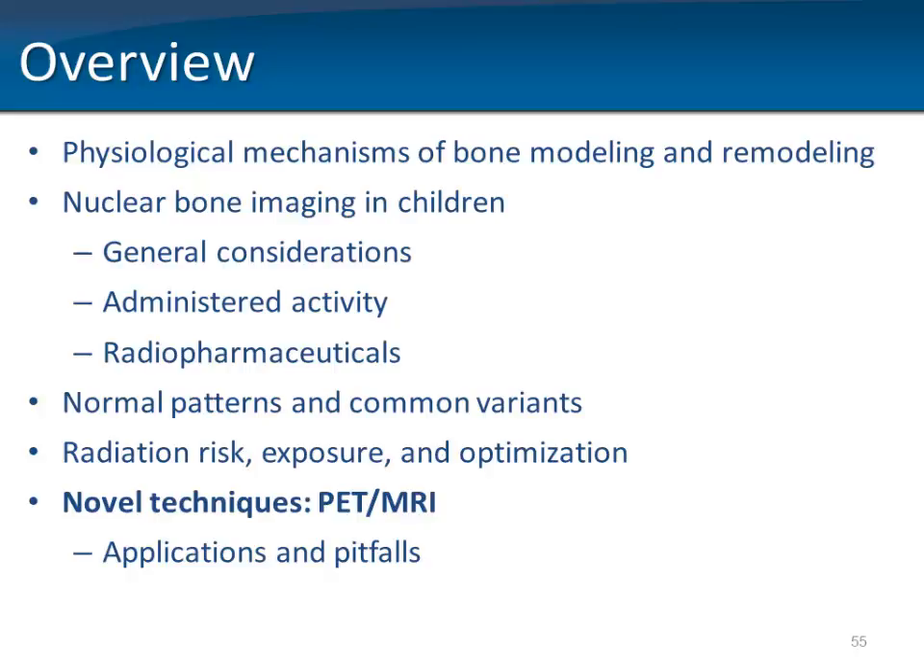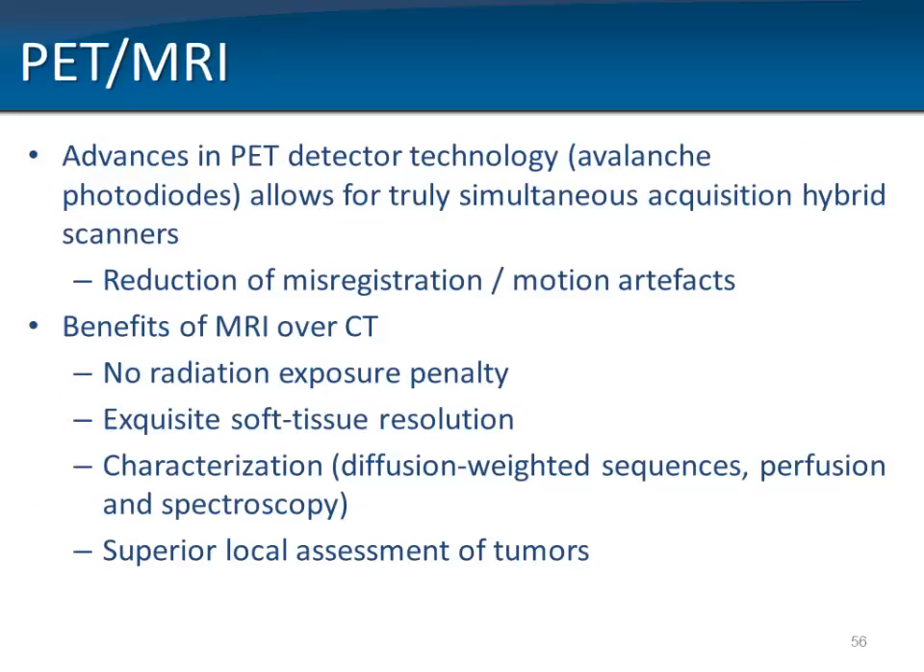So finally, what's new, what is upcoming, what is hot? I believe PET-MR is hot. It is only because PET detector technology has evolved, and in fact the avalanche photodiode is pivotal to that, that we can now have a truly simultaneous acquisition hybrid scanner, which reduces, of course, the risk of misregistration and motion artifacts. And the benefits of MRI over CT, we all know them. We have no radiation exposure penalty. We have really exquisite tissue resolution. You can do characterization by virtue of diffusion-weighted sequences, perfusion and spectroscopy. And of course, you can do a much better local assessment, for instance, of tumors.